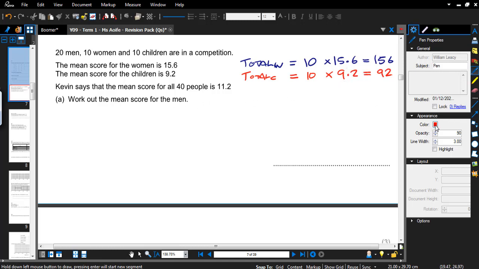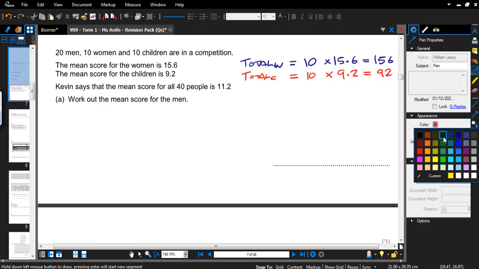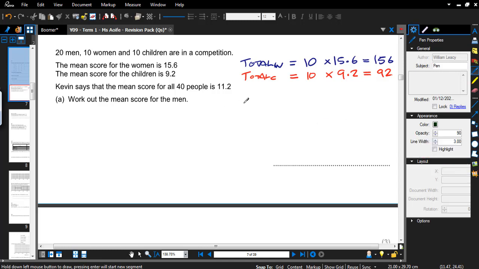Right, so for all people, we'll go over a different color again. So the total for all, I'll just put A for all. Subscript A is 40 people times 11.2, and that should give you 448. So the total scored was 448.